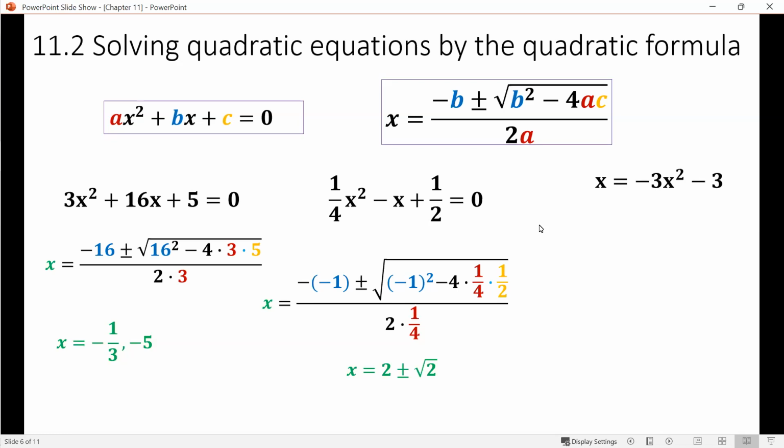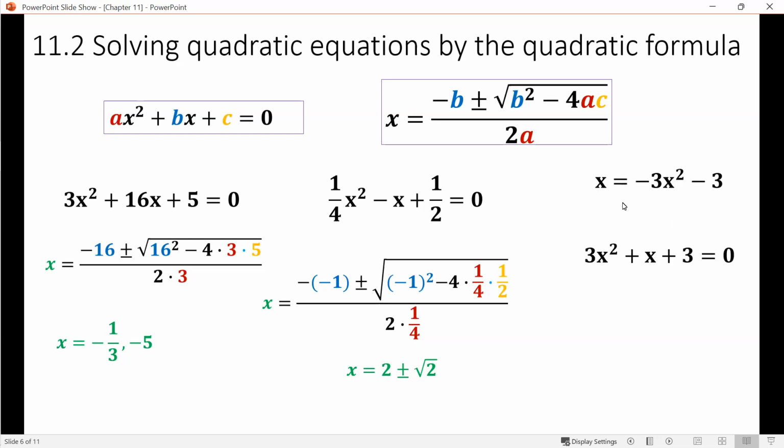Let's do a third example. Here, x equals negative 3x squared minus 3. This is not in standard form, so do not try to take these coefficients and plug them into the quadratic formula from here. We want to put it into standard form, so we are going to add 3x squared and add 3 to both sides.